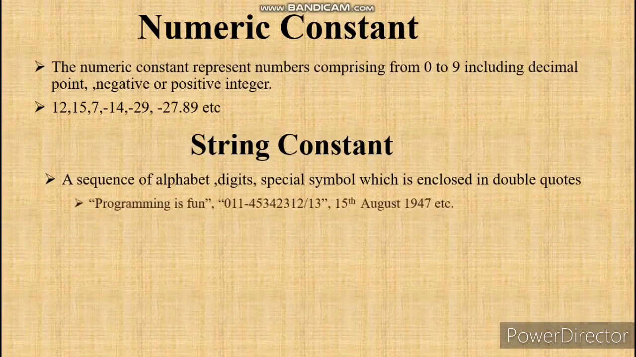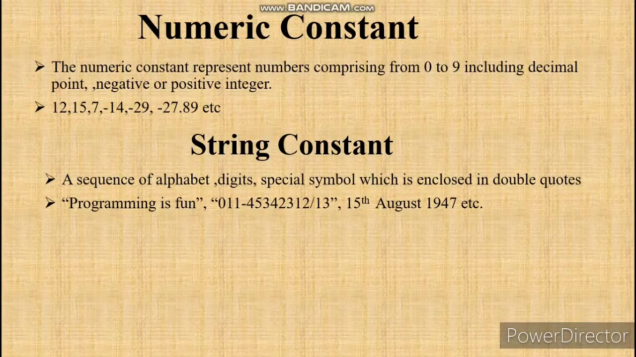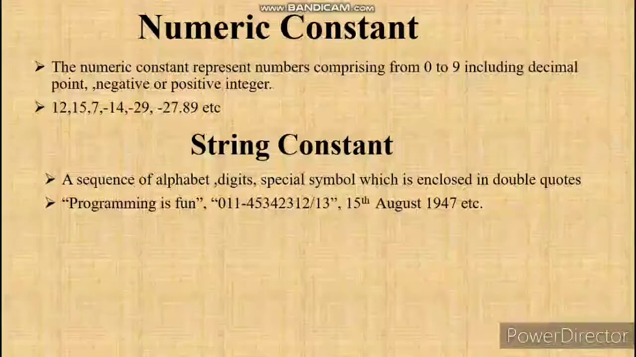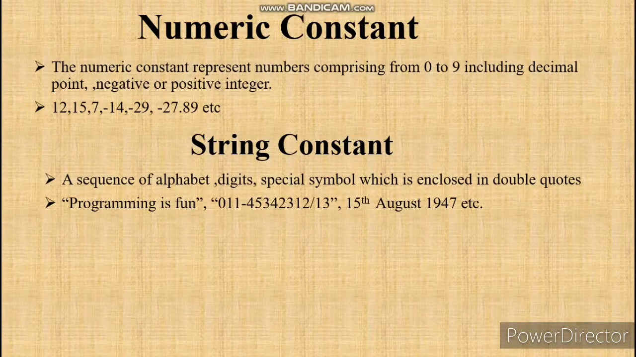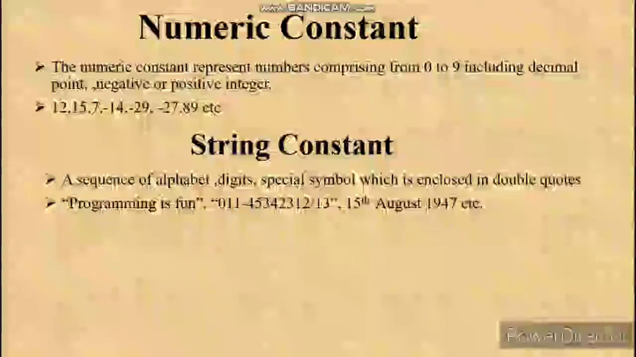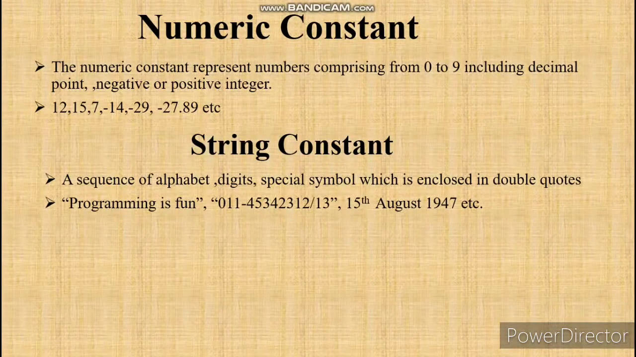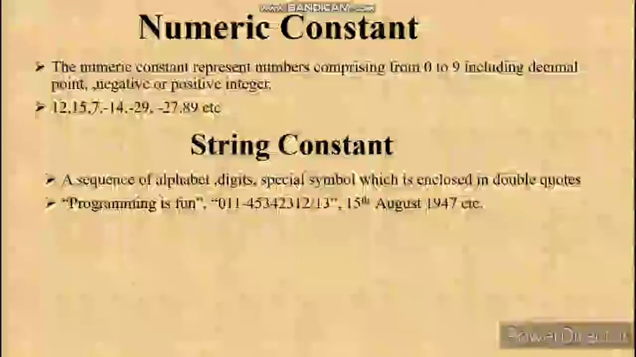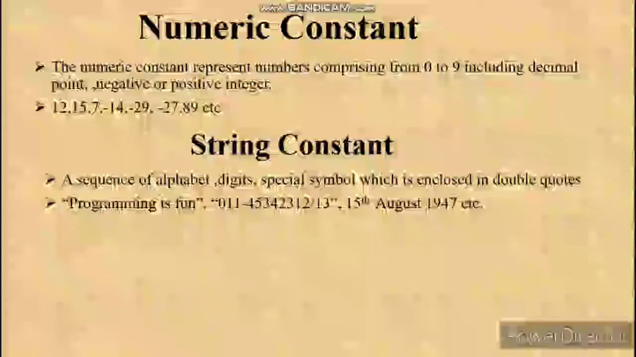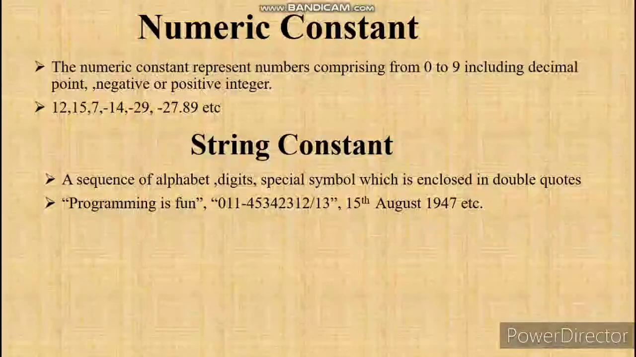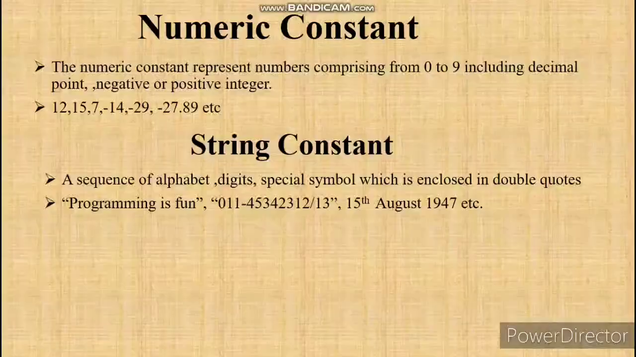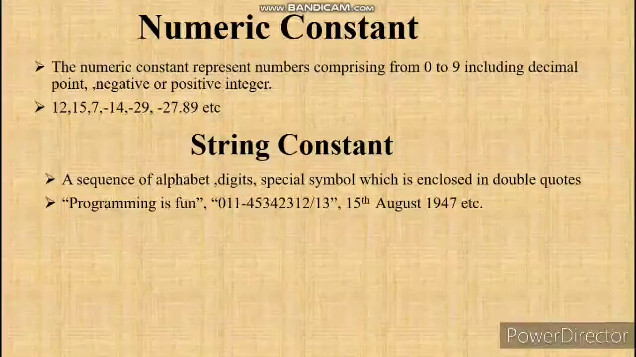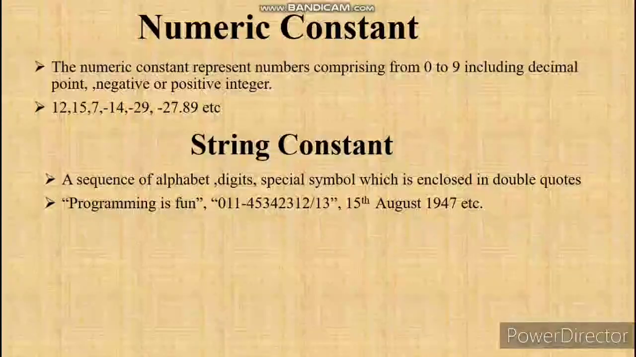For example, "programming is fun" is an example of a string constant. "011 45" is an example of a string constant. "15 August 1947" is an example of a string constant. You can see that a string constant is a combination of numbers, alphabets, and special characters. Right? I hope you understand. I repeat once again: a numeric constant represents numbers, and a string constant represents a set of characters, meaning a combination of alphabets, digits, and special symbols.